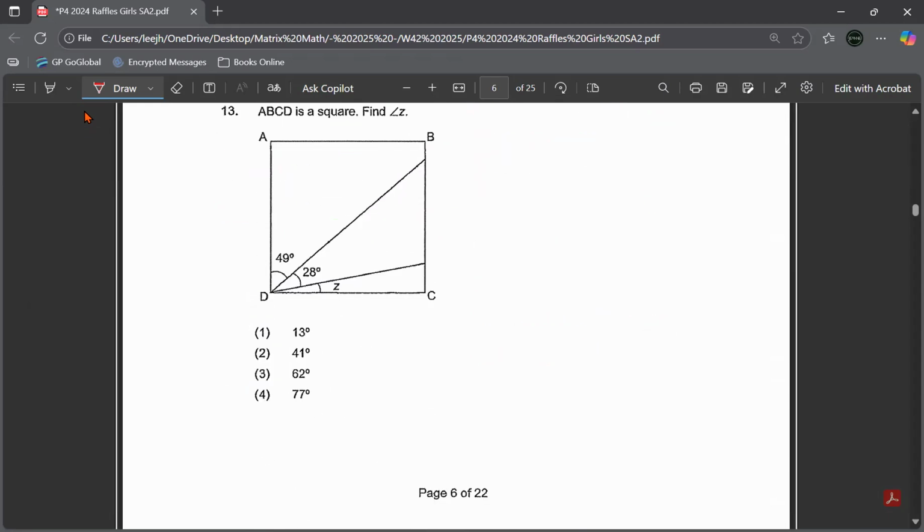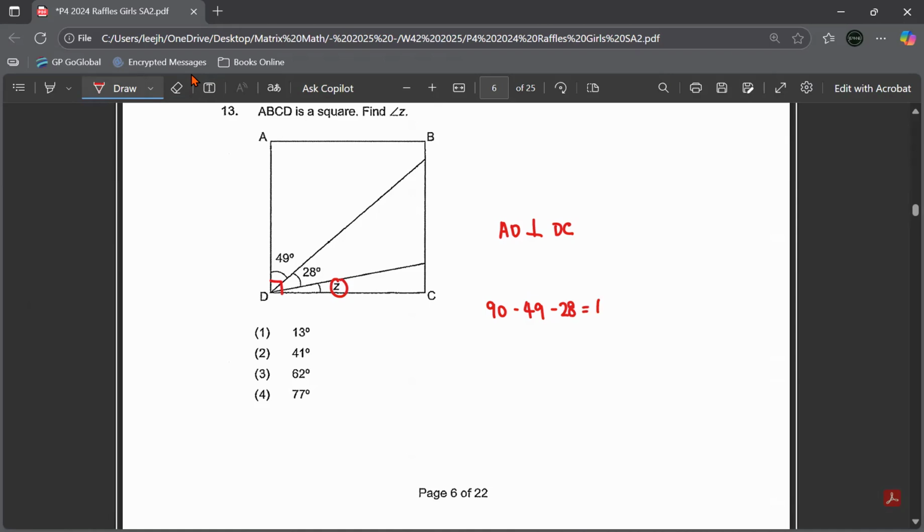Question number 13. ABCD is a square. Find angle Z. I want to find this. If you look at this, you can see this is a right angle because AD is perpendicular to DC. So this is a right angle, 90 degrees. But you are given 49 and 28. How to find Z? You just take 90 degrees minus whatever is there, minus 49 minus 28.